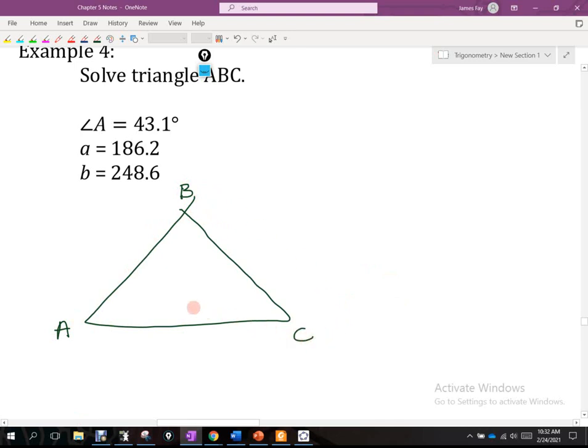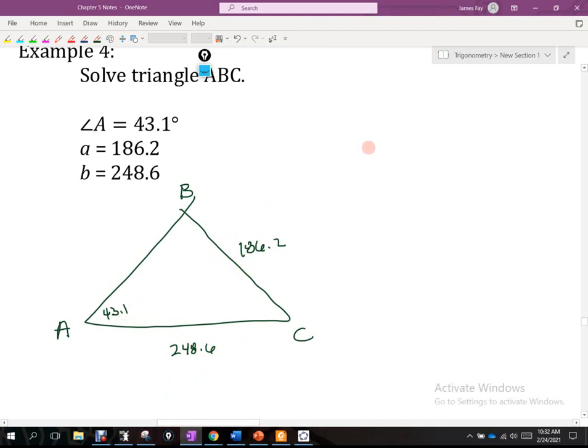Shouldn't be a big deal. Basically, you have to visualize a reflection in the GeoGebra. But if I say angle A is 43.1, this would be 186.2, and then B is going to be down here, 248.6, right? Everybody okay with that? All right.